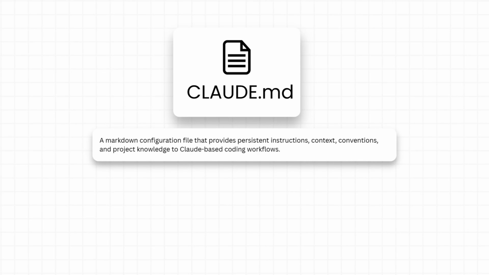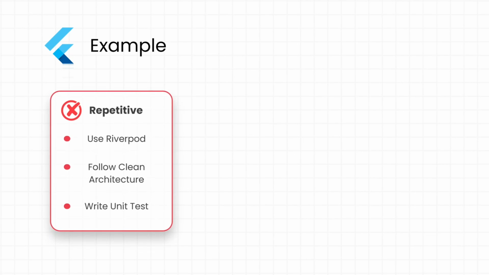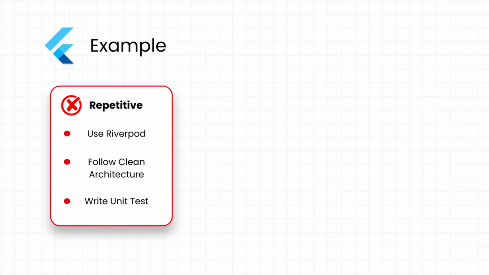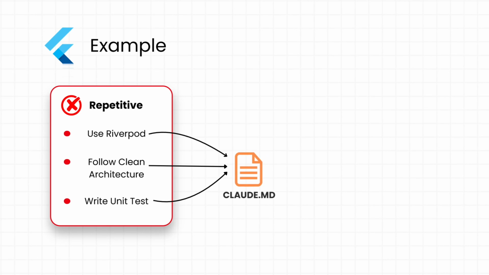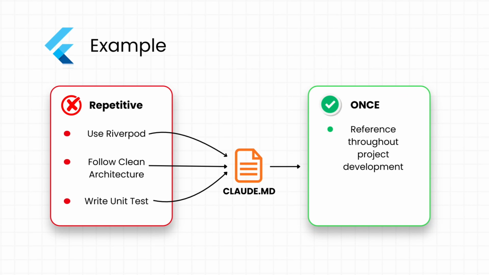Claude.md is a Markdown configuration file that provides persistent instruction, context, conventions, and project knowledge to Claude-based coding workflows. Think of it as a project handbook for an AI agent. Instead of repeating instructions like use Riverpod, follow clean architecture, or write unit tests, you put those rules into Claude.md once, and Claude can reference them throughout the project development.